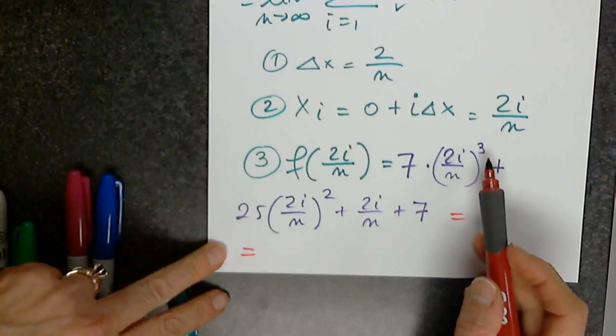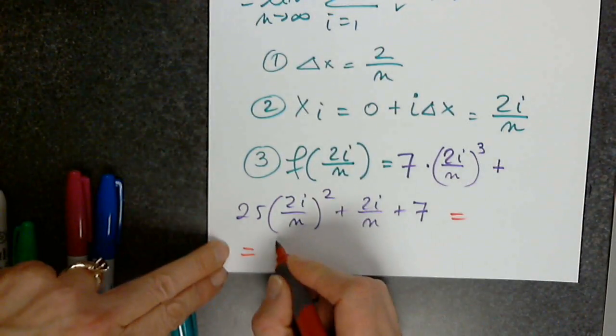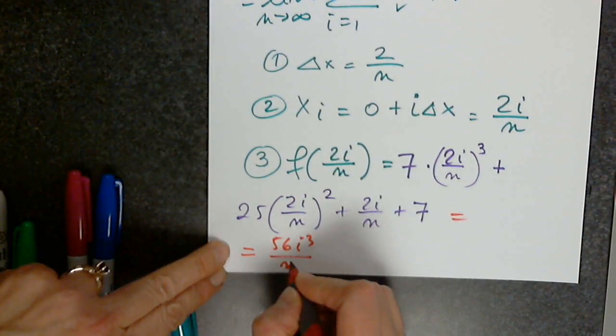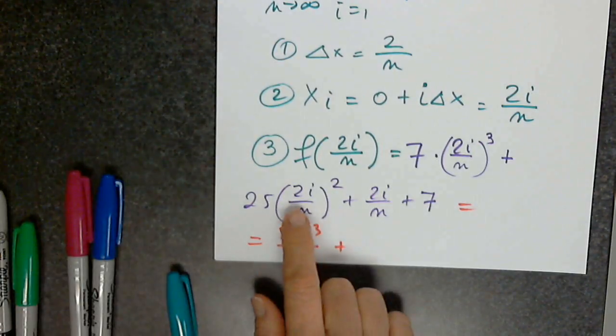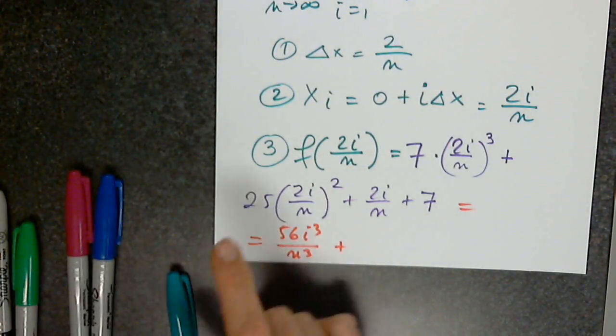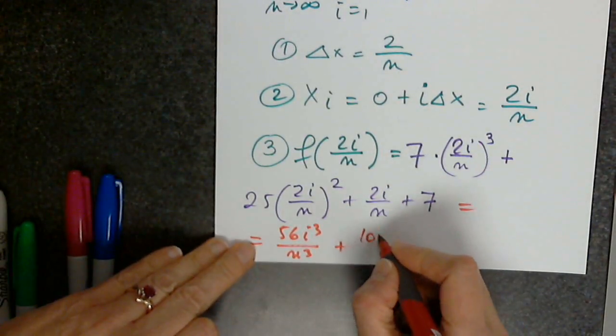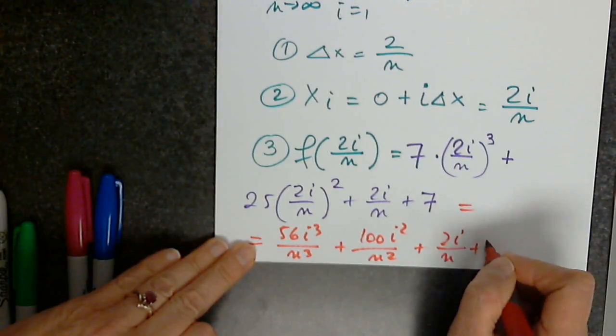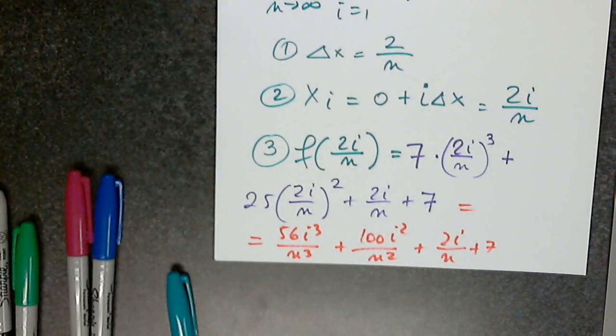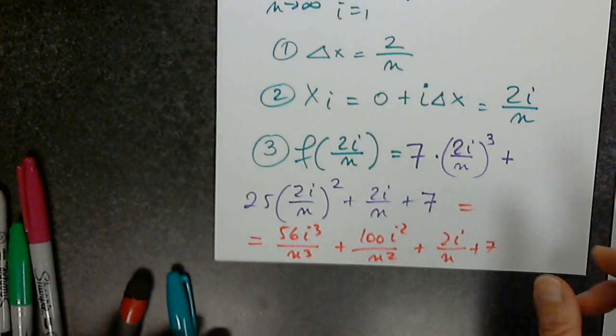So this is 2 cubed, which is 8. So it's 56i cubed over n cubed plus, this is 2 squared, which is 4, awesome, 100i squared over n squared plus 2i over n plus 7. Awesome. This is indeed completely cleaned up. And now I can put all the pieces together to find the limit of the Riemann sum. Awesome. Well done.